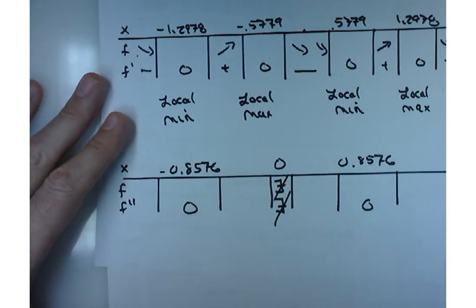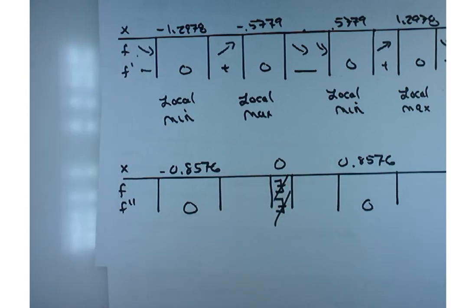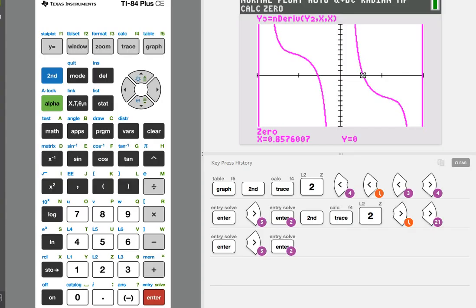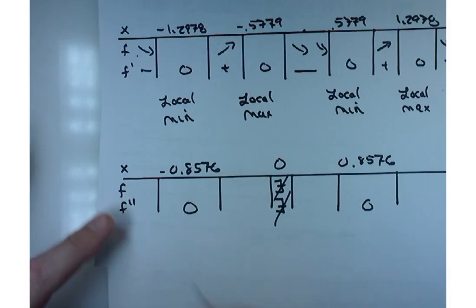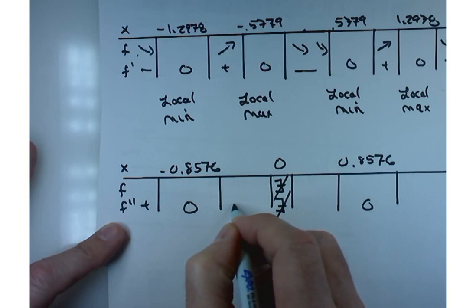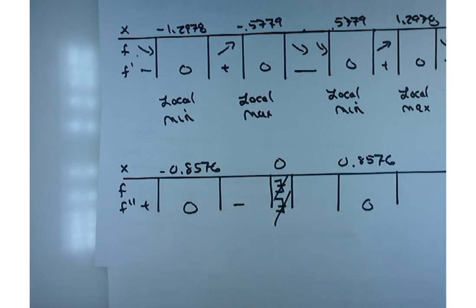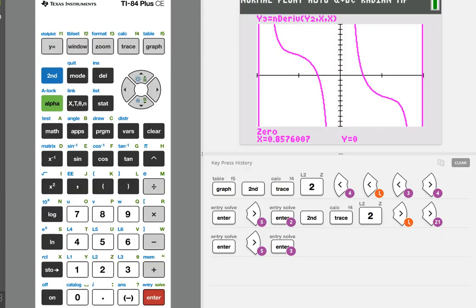All right, let's fill in some information here then. So to the left of negative 0.8576, what's happening with the second derivative? Is it positive or negative? There, positive. So coming back over here, it's positive and then negative. What happens to the right of 0? When you go to the right of 0, it's positive. And then to the right of 0.8576, it's negative. So you should get something like that.